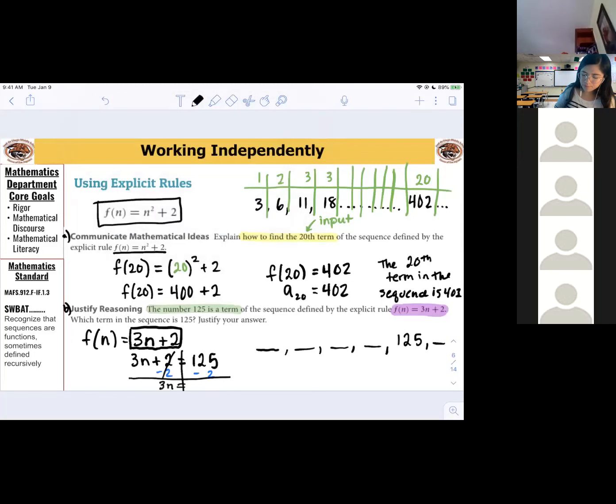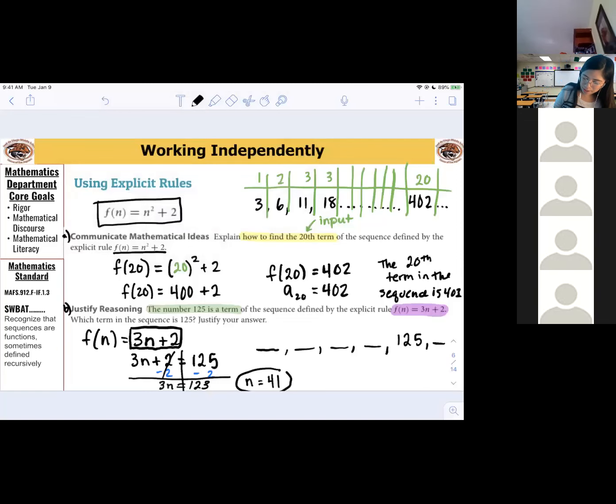122. 123. Oh, my bad, miss. 123. And now, eventually, what can I do? Divide by 3. Now I can divide that by 3. So what's 123 divided by 3? 41. 41.